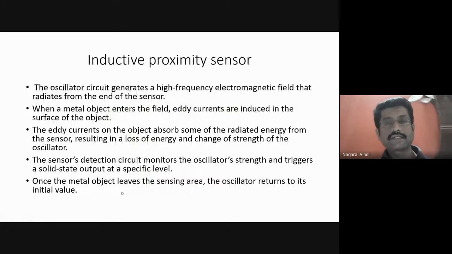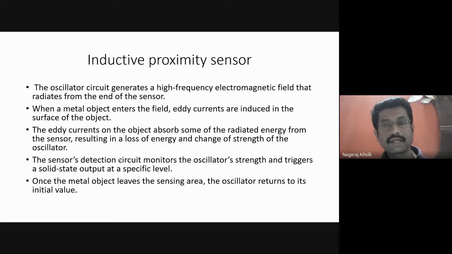The oscillator circuit generates a high frequency electromagnetic field, or the electromagnetic waves that radiate from the end of the sensor. The electromagnetic radiations are sent from the sensor. When a metal object enters the field, when any object comes in the nearby position of the proximity sensor, eddy currents are induced in the surface of the object.